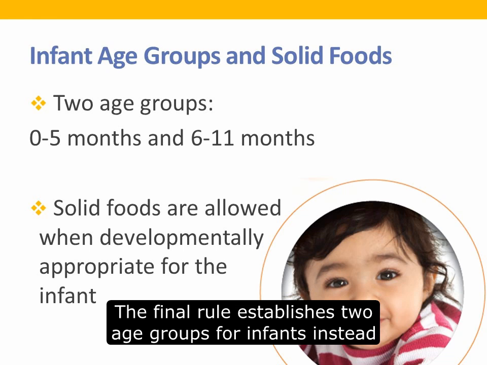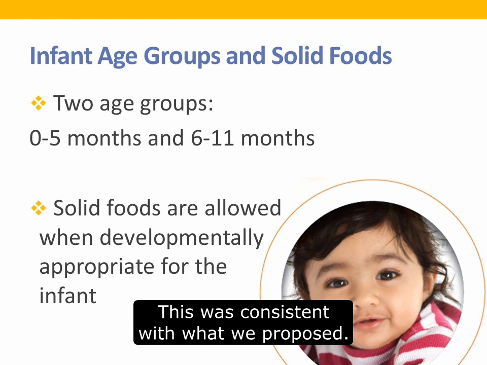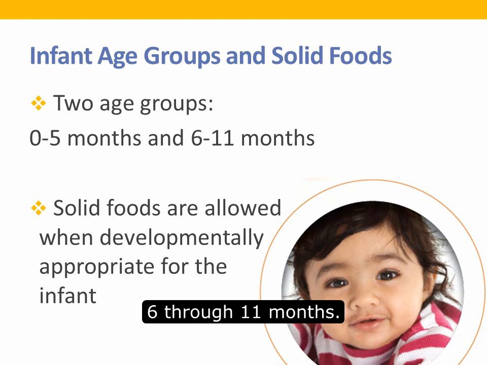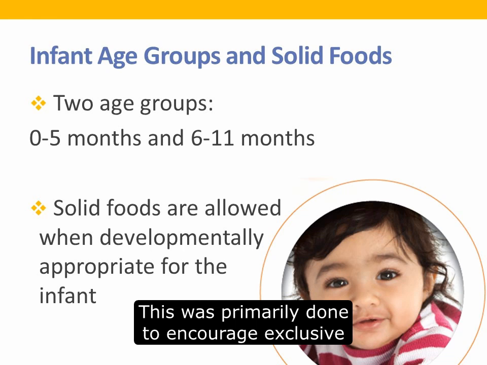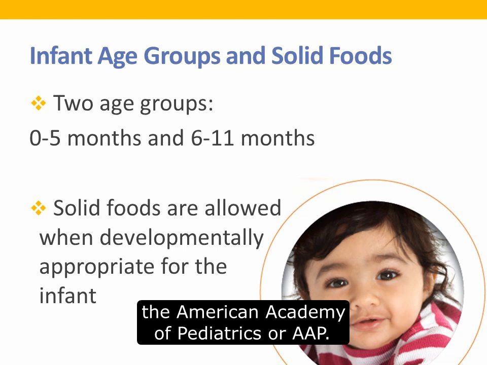The final rule establishes 2 age groups for infants instead of the current 3 age groups. This is consistent with what we proposed. The new age groups are 0 through 5 months and 6 through 11 months. This is primarily done to encourage exclusive breastfeeding for the first 6 months of life, as recommended by the American Academy of Pediatrics, or AAP.